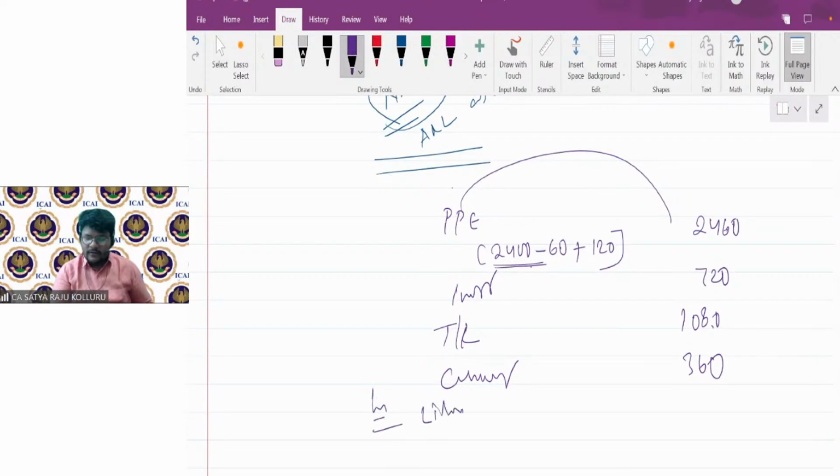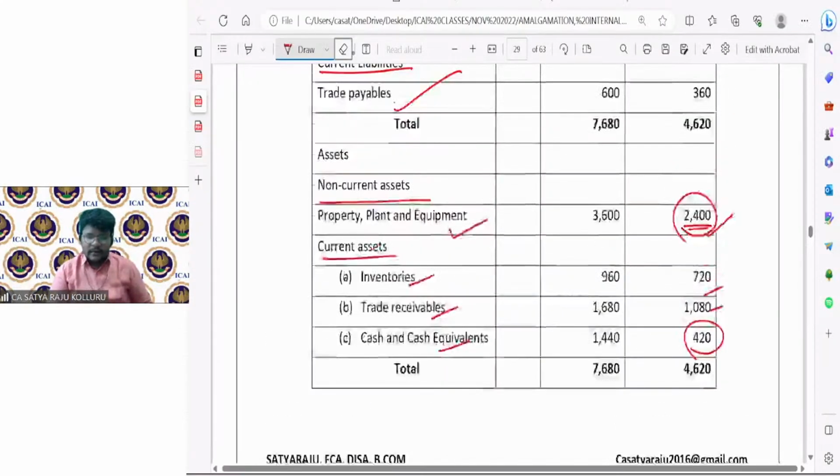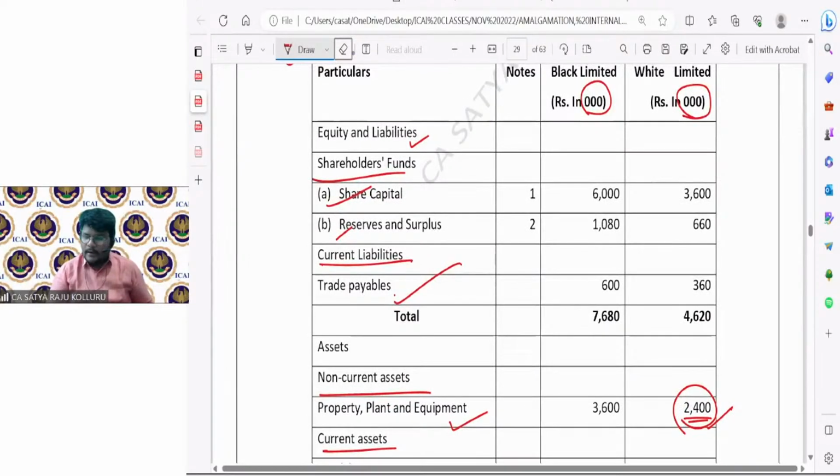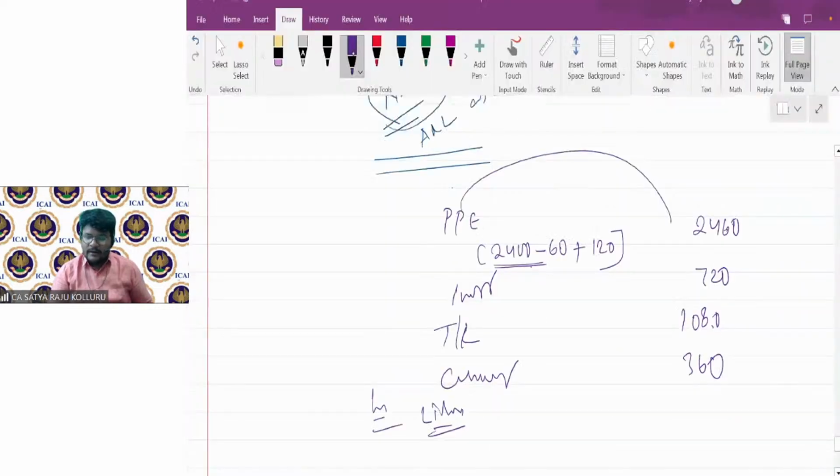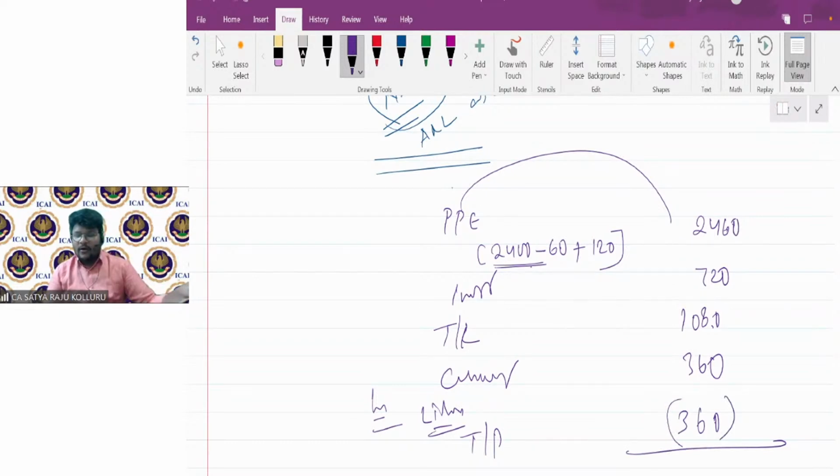Let's start with the liabilities. Under liabilities part, current liabilities, only one liability is there, which is trade payable. It doesn't impact anything. So trade payable, you can consider directly 360. Now, NAV of Black Limited, how much? 2460 plus 720 plus 1080 plus 360 minus 360. 4260, I'm getting the NAV.